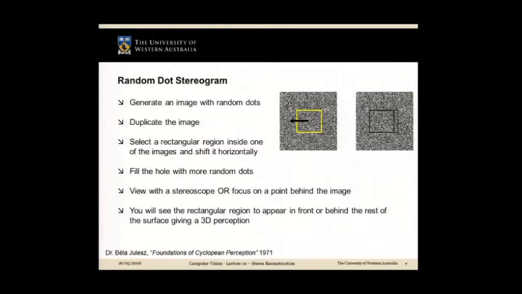It's just a normal random generation of numbers, a rectangle, shift it, and fill the rest of this part again with some random numbers. If you look at that image, it will give you some depth perception.